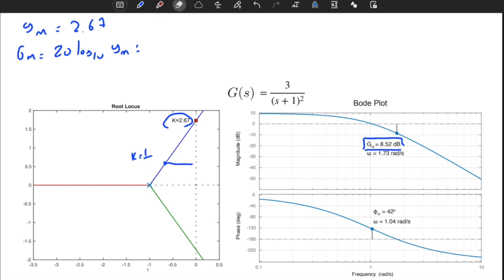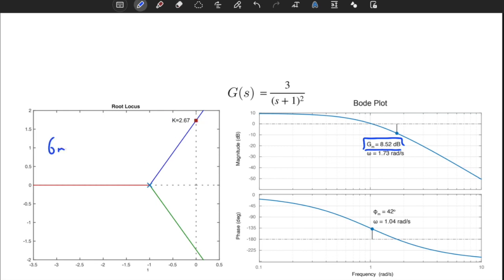We computed the gain margin from the root locus. Now compute it from the Bode plot. Gain margin in decibel units is equal to 8.52 decibels, or in normal units, it's equal to 2.67. That's nice. What we do is compute the phase crossover frequency. The phase crossover frequency is the frequency when my phase plot crosses the minus 180 degree line, which is happening right here.